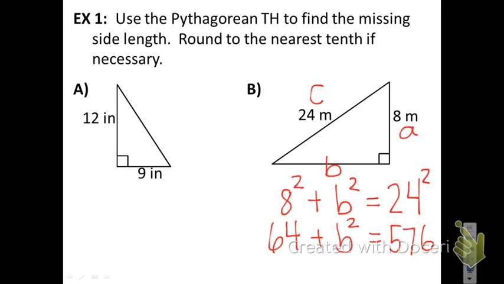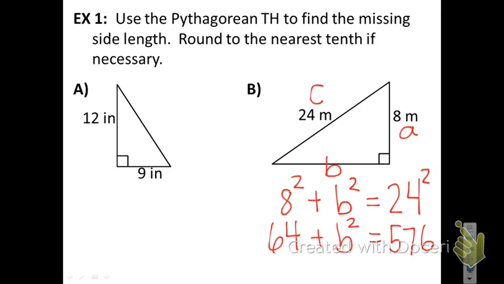Okay, this problem is slightly different than the last one because the last one had the variable all by itself. Right here, you don't have the variable all by itself. So what do we have to do? That little thingy between the 64 and the B squared, what is it? Plus, adding.